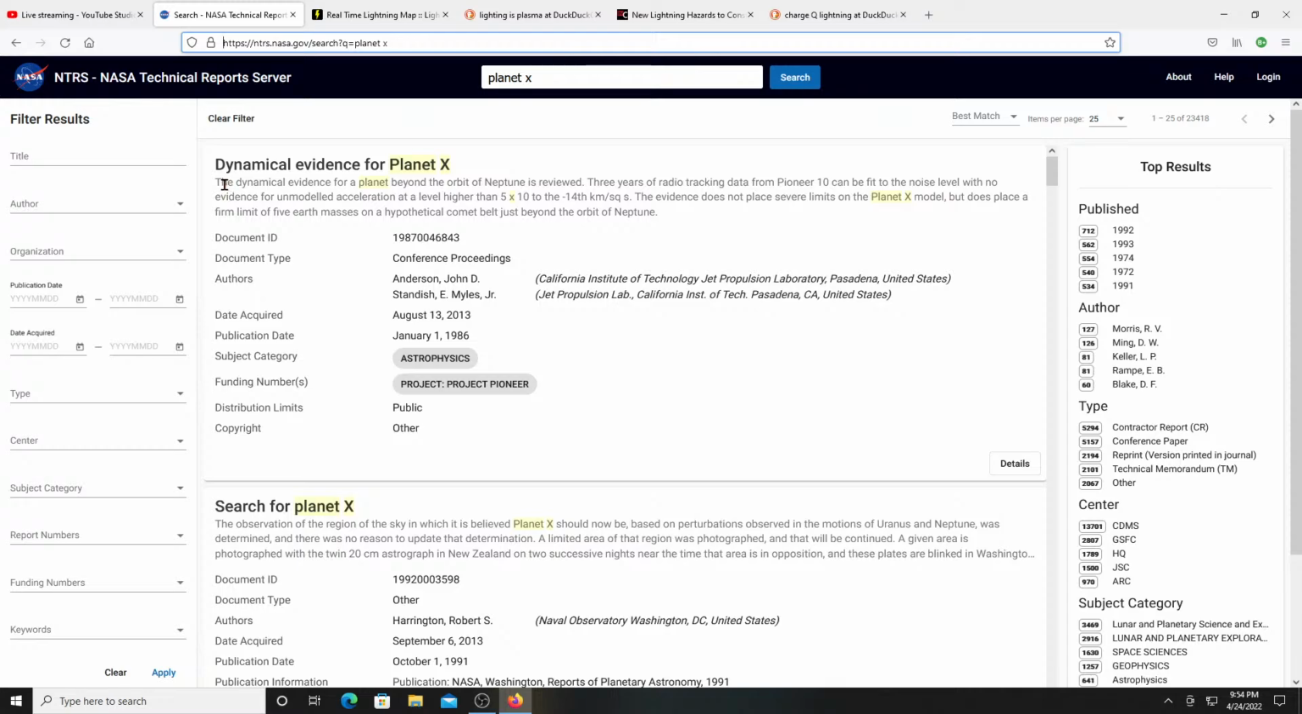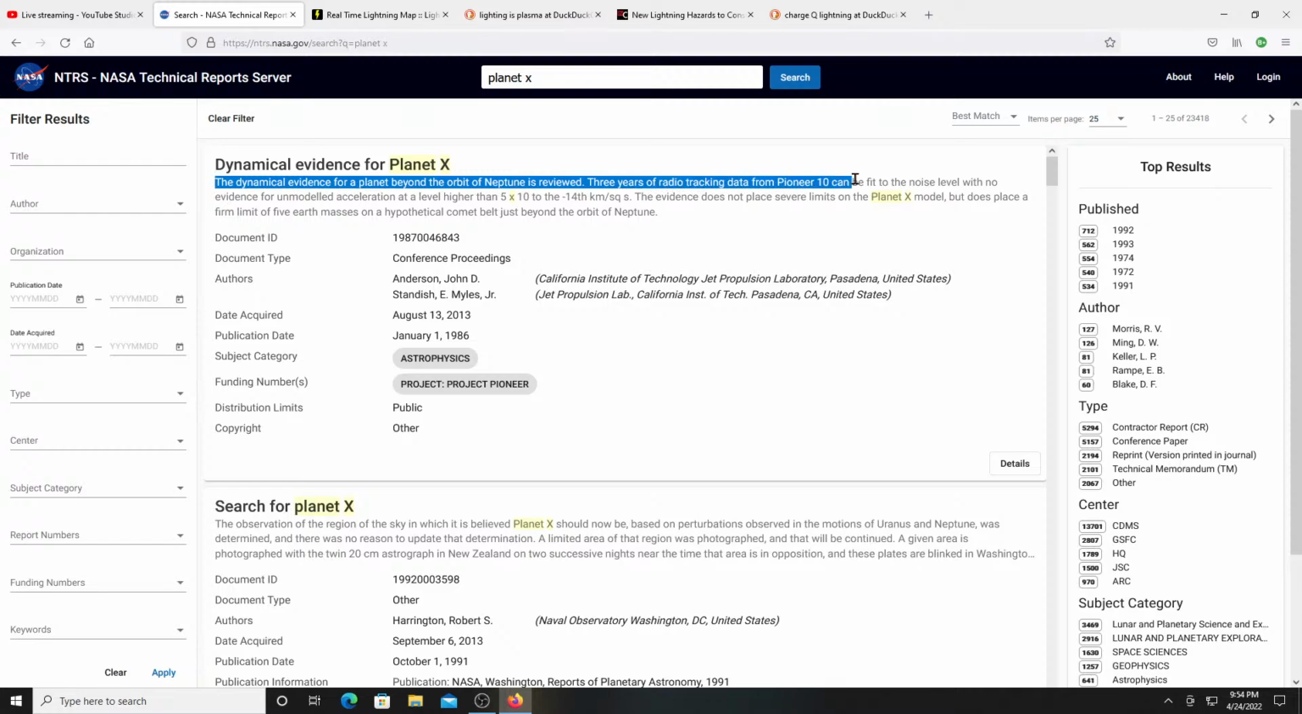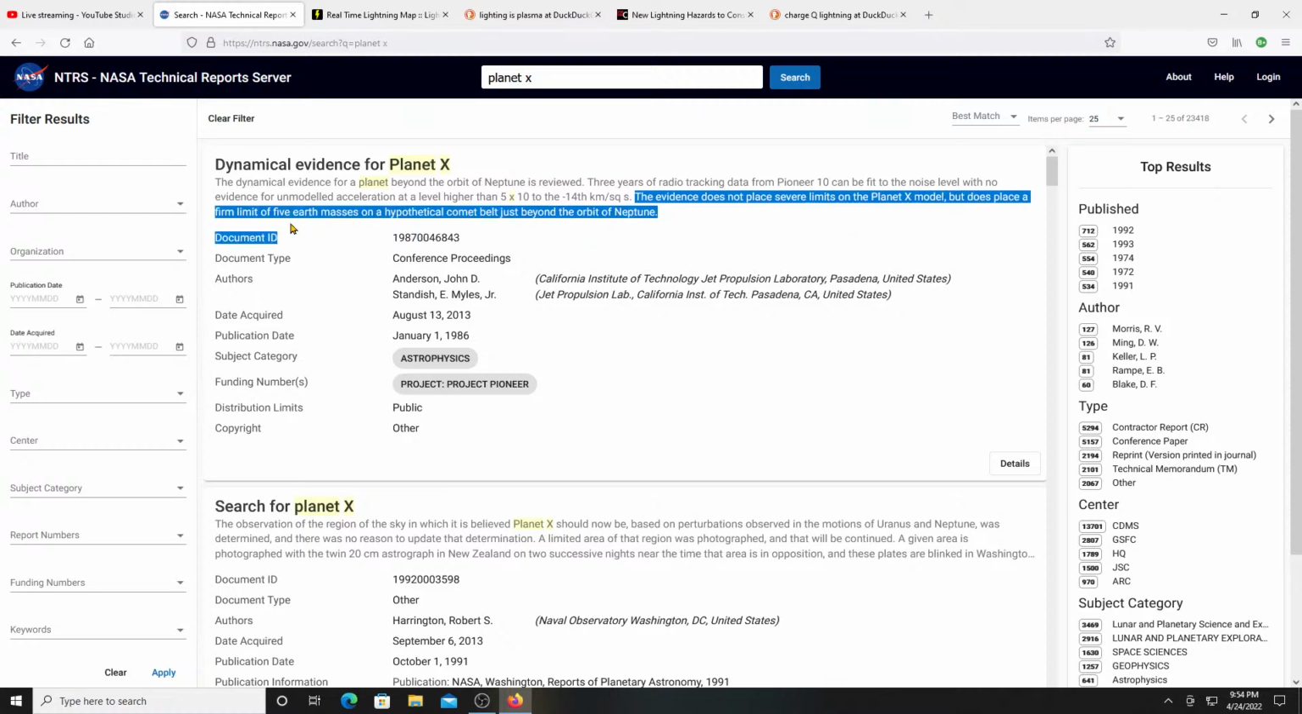The dynamical evidence for a planet beyond the orbit of Neptune is reviewed. 3 years of radio tracking data from Pioneer 10 can be fit to the noise level with no evidence of unmodeled acceleration to a level higher than 5 times 10. The evidence does not place severe limits on the Planet X model, but does place a firm limit of 5 Earth masses on a hypothetical comet belt just beyond the orbit of Neptune. Why are they saying hypothetical?